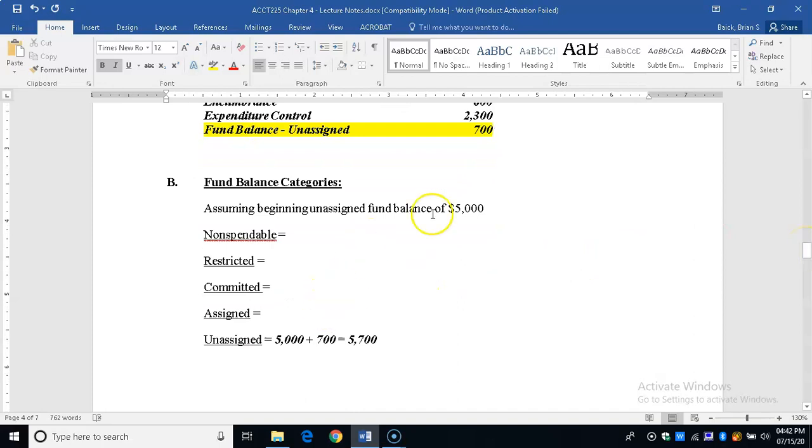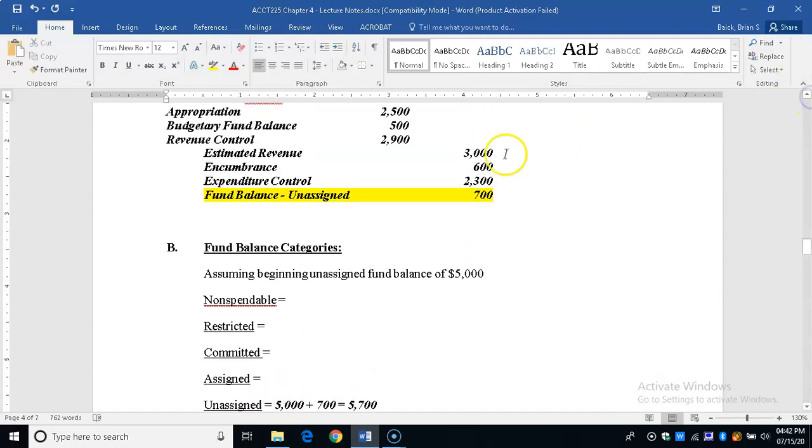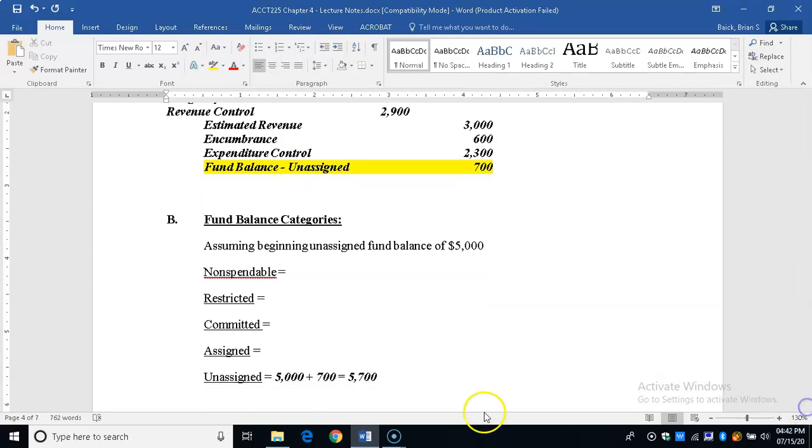Okay, so if the fund balance was $5,000 at the beginning, what would the fund balance be at the end? Well, look at the closing entry here. We credit fund balance for 700. Fund balance is kind of like stockholders' equity. It increases on the credit side. So what's 5,000 plus 700? It's 5,700.